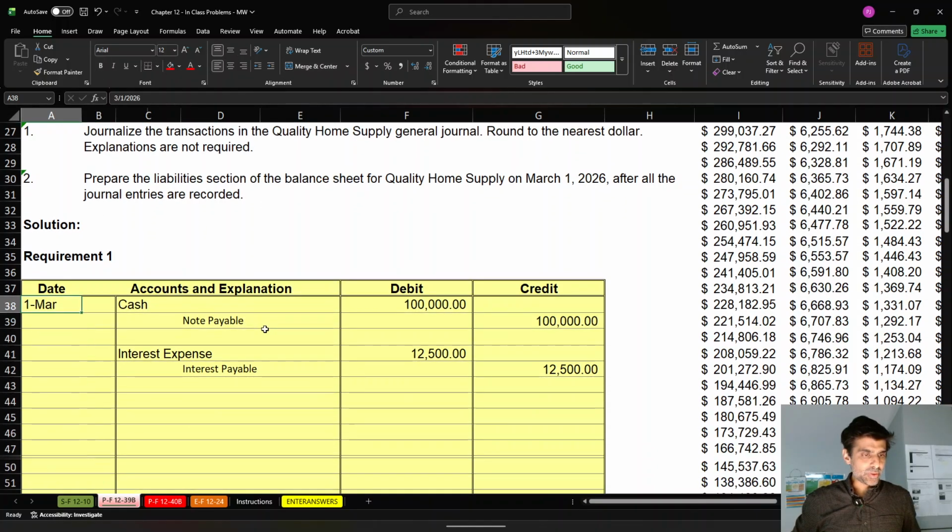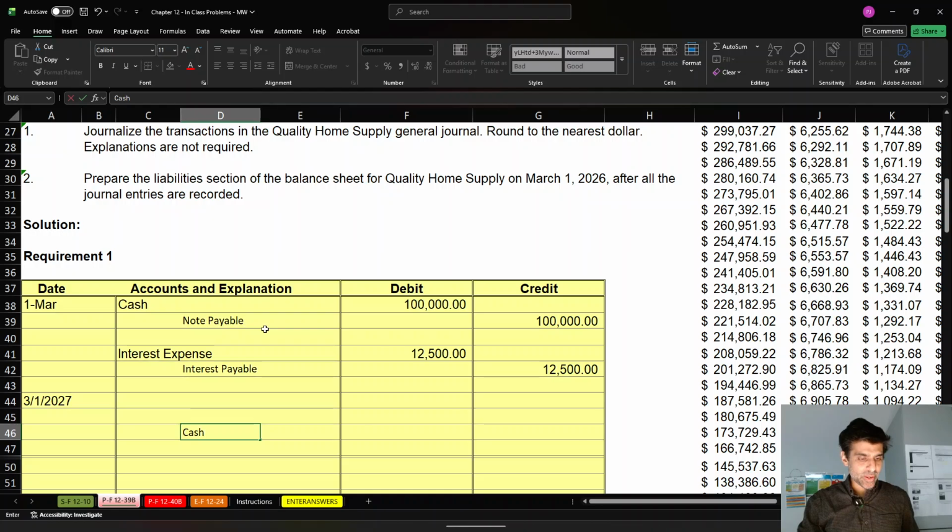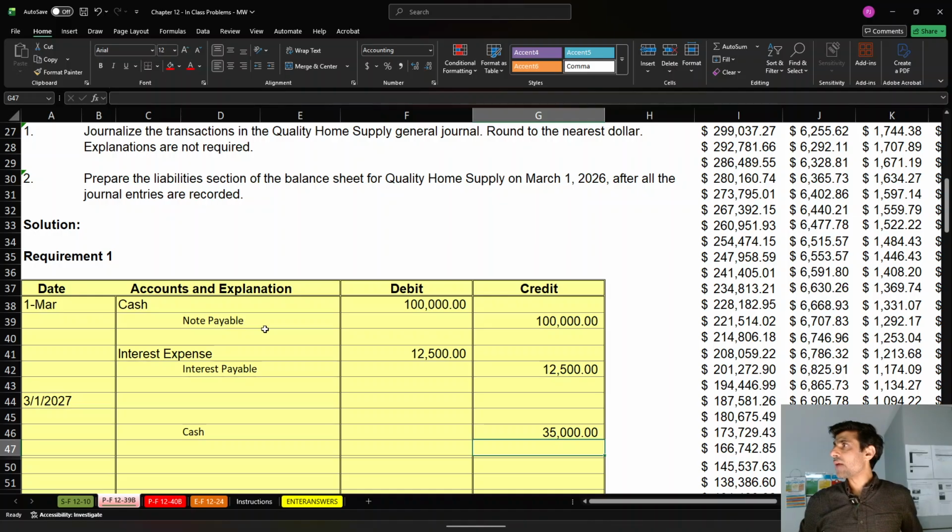And I don't know, this is 2026. So let's say this is 3/1/2027, 1 year later. So I know that the amount of cash going out is 35,000. Everyone agree with that? Everyone good with that? Yeah? Okay.